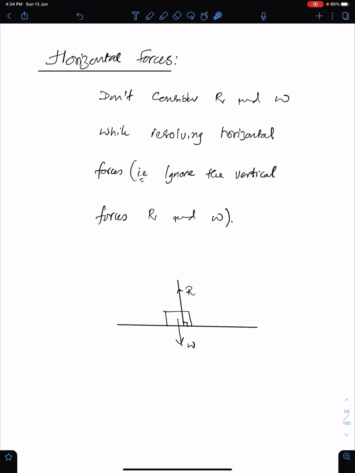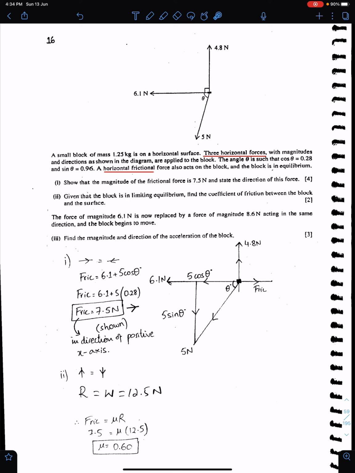Example 1. A small block of mass 1.25 kg is on a horizontal surface. Three horizontal forces. This is the concept of this lecture. And horizontal forces means we will ignore the normal reaction and weight of this block. With magnitudes and directions as shown in the diagram are applied to the block. Cos theta is 0.28 and sin theta is 0.96.